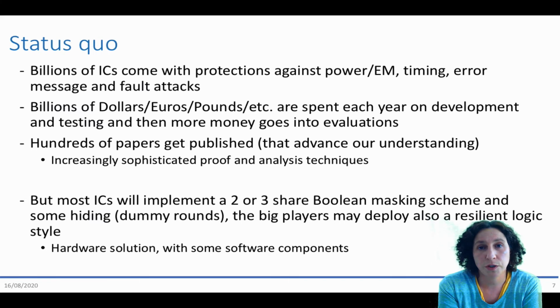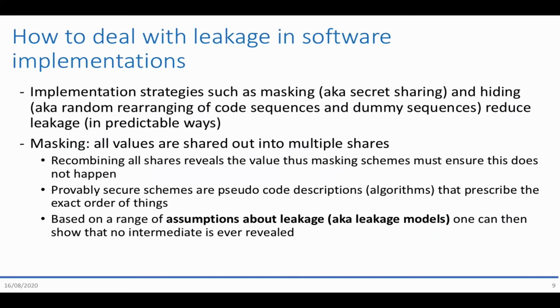And typically what you see is that these implementations, if they are strong, have been hand optimized by absolute crypto experts, and everyone else simply has very little chance to produce an implementation that is in some shape or form a bit more resilient against leakage attacks. So how do you then deal with leakage in software implementations?